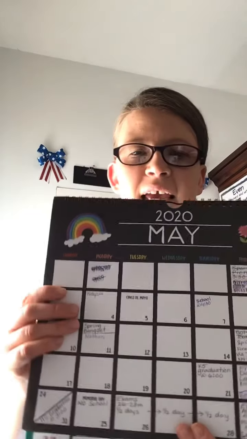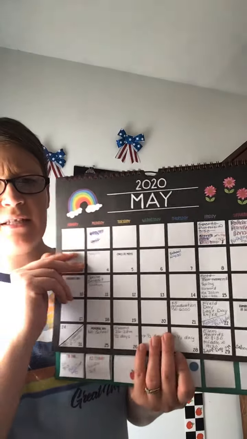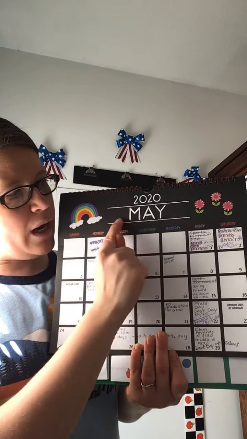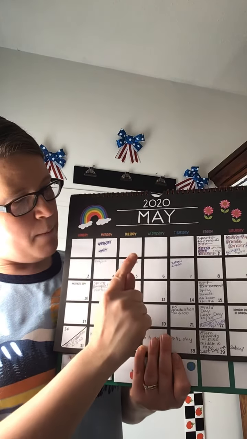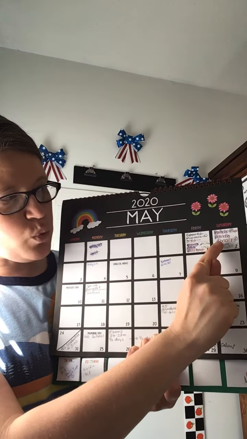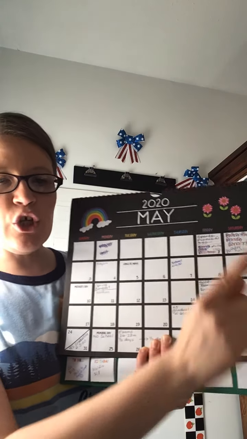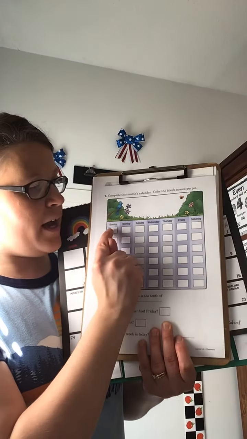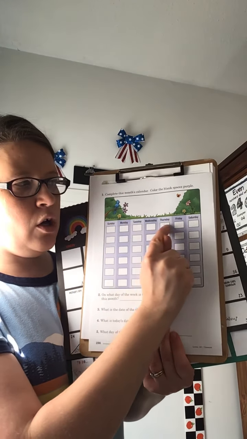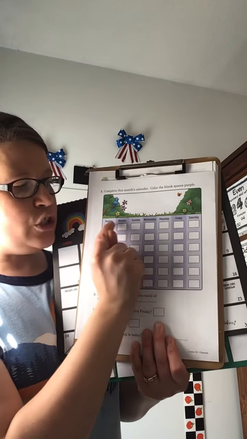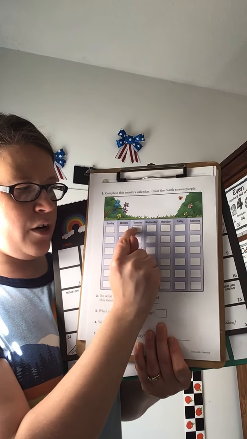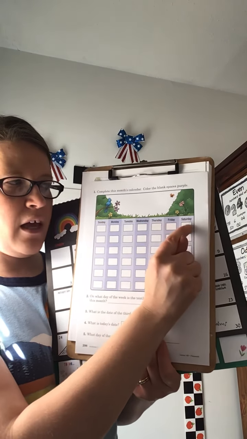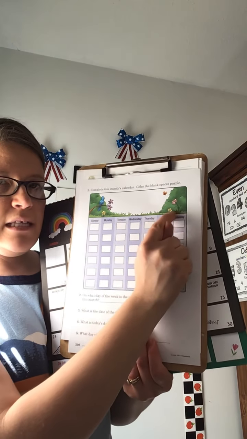So here's my May calendar. If you'll notice, it says May, M-A-Y, at the top of the page. May 1st was on a Saturday. So on your paper, you are not going to write a 1 until you get all the way over here. So there will be nothing here, nothing here, nothing, nothing, nothing, nothing. And then right here is May 1st.